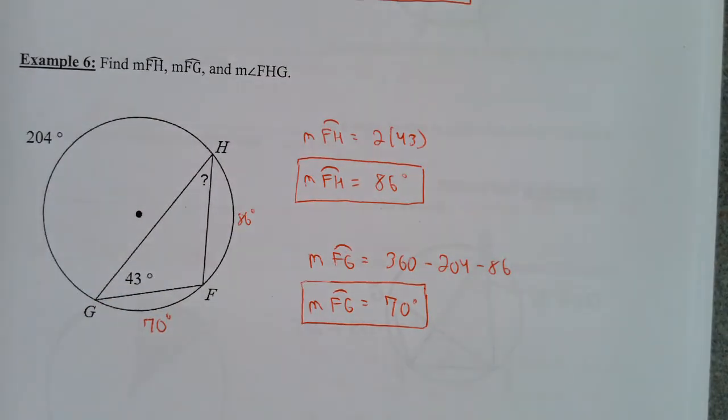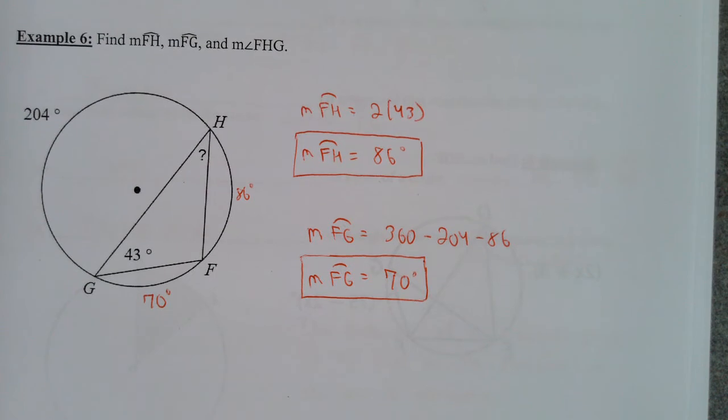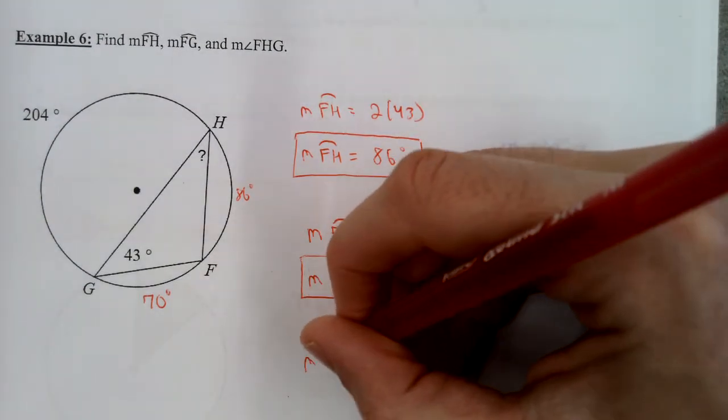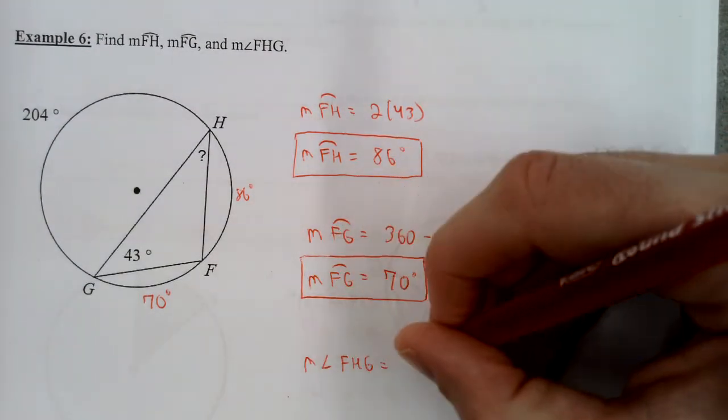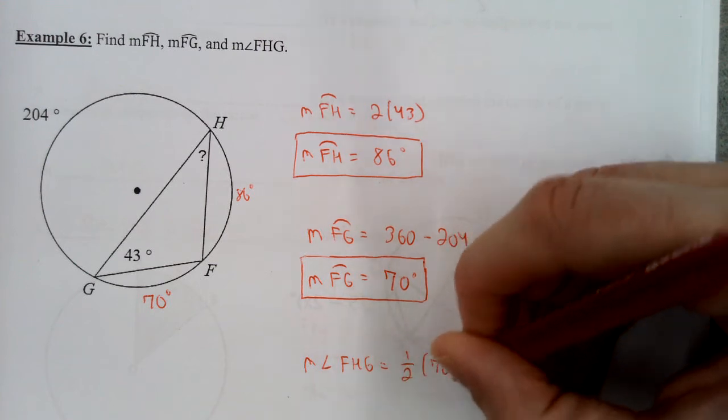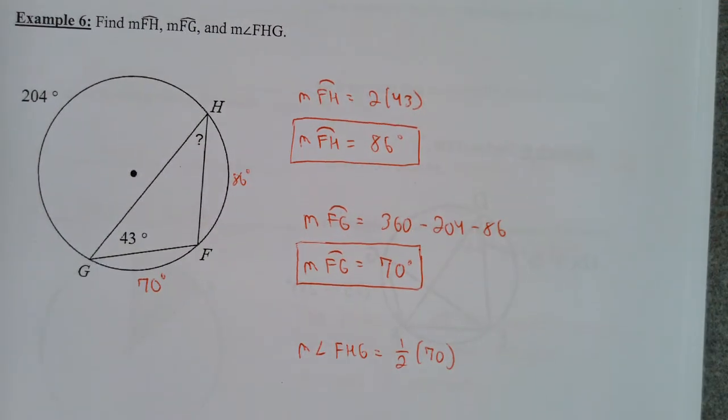And we also need the measure of angle FHG. That's an inscribed angle, so it's half its intercepted arc. So the measure of angle FHG equals 1/2 of 70, which is 35 degrees.